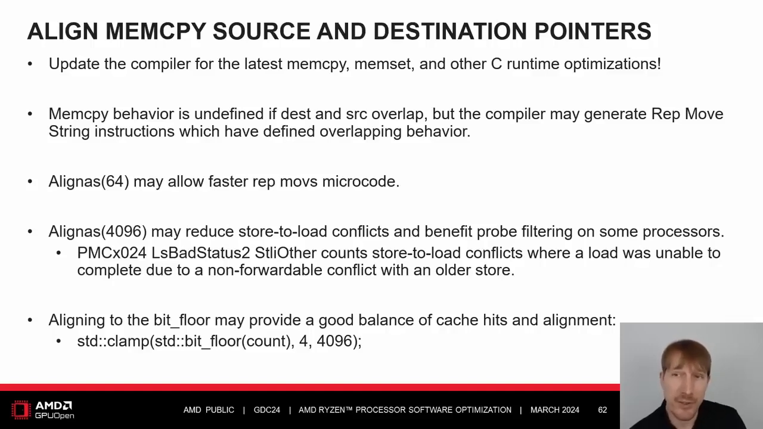The processor uses linear address bits 0 through 11 to determine store-to-load forward eligibility. STLI other events in AMD microarchitecture count store-to-load conflicts where a load was unable to complete due to a non-forwardable conflict with an older store. Additionally, an alignas 4096 may benefit probe filtering on AMD Threadripper and EPYC processors. Finally, aligning to the bit floor clamp between 4 bytes and 4096 bytes may provide a good balance of cache hits and alignment.